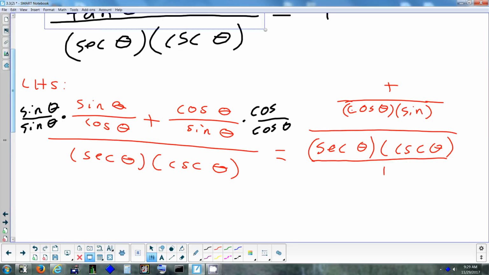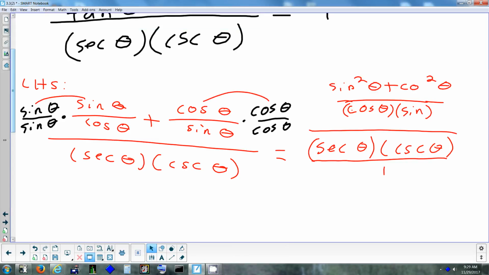Cosine over cosine. Now, before I do that out, does anybody already see what's going to happen in the next step? Yeah? It's going to be 1 over cosine times sine. Yes. You're going to get a Pythagorean identity. Sine times sine, cosine times cosine, cosine squared. And as Peter just said, that whole thing in the top is going to turn into a 1.